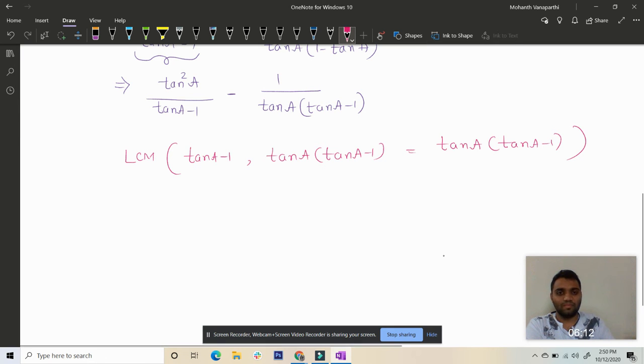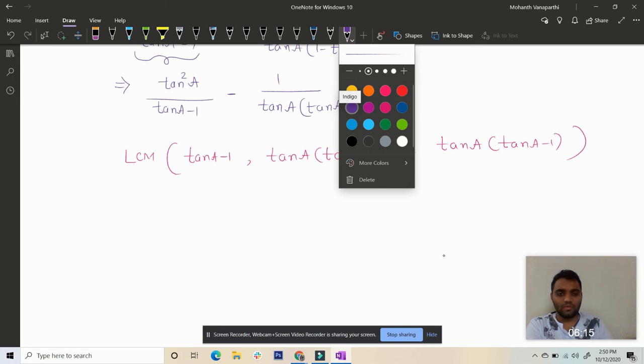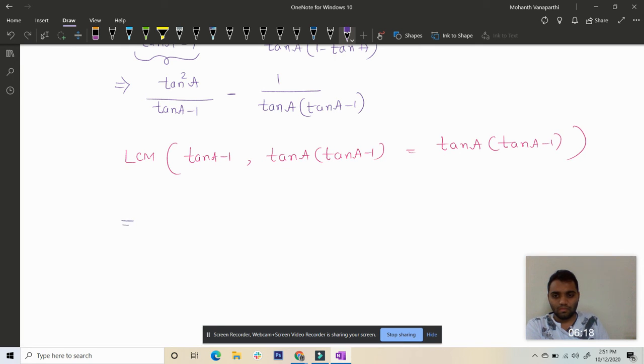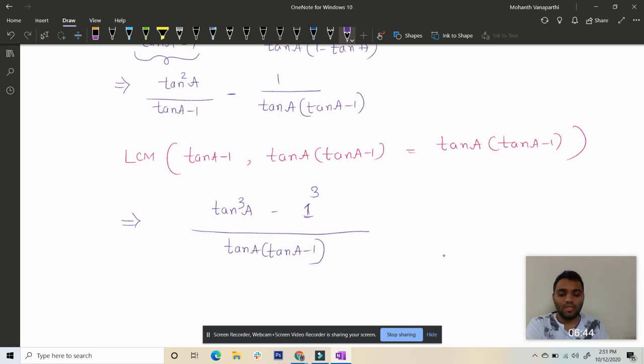Now I am replacing both with the LCM, tan A into tan A minus 1. Now I am writing, in the denominator, tan A into tan A minus 1. In the numerator we will get tan cube A minus 1, and this 1 I can write as 1 cube, so that it looks like tan cube A minus 1 cube, which is similar to the a cube minus b cube identity.